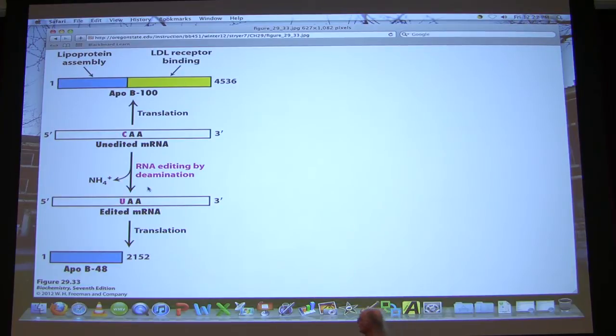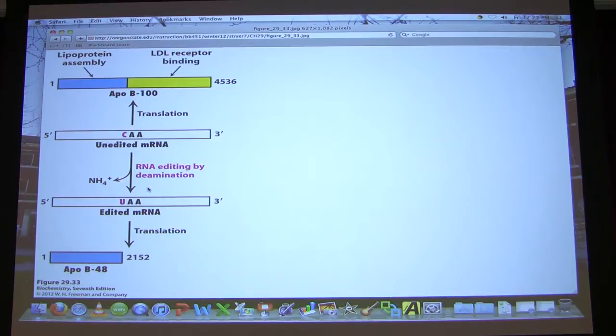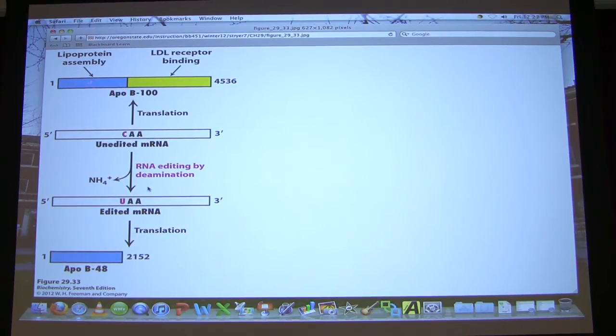A related protein is made by liver cells. It's called ApoB48, and it becomes a part of LDLs. Now, as you look at this, there's a part of the protein that's common to the two. The blue part of the ApoB100 is the blue part of the ApoB48, meaning that the first half or so of the protein is identical. Well, what's different between the two of them? Well, it turns out that in about the middle of that messenger RNA, there is a sequence CAA.